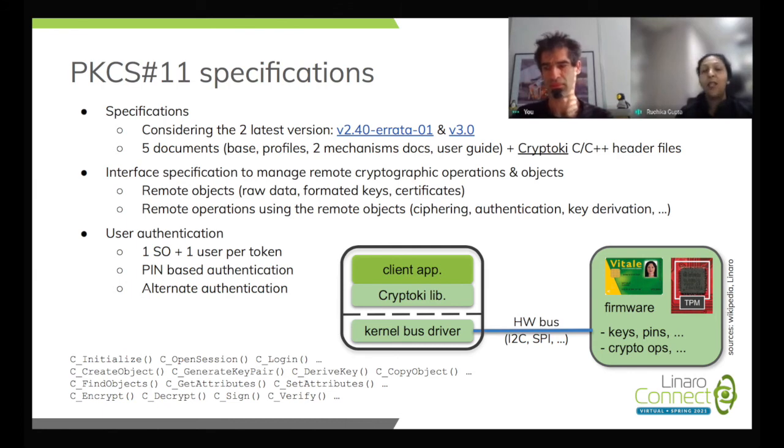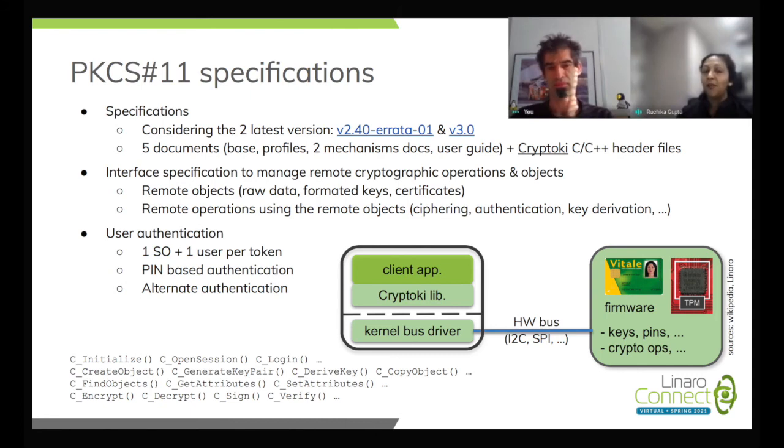Now, what does the client application do? It calls the PKCS11 API, which is either provided by a vendor-specific or a common crypto key library, and which then calls into a kernel driver, which communicates with this remote firmware. In this specification, these devices are usually referred to as tokens, and that is how we will be referring to them as we move forward in the presentation.